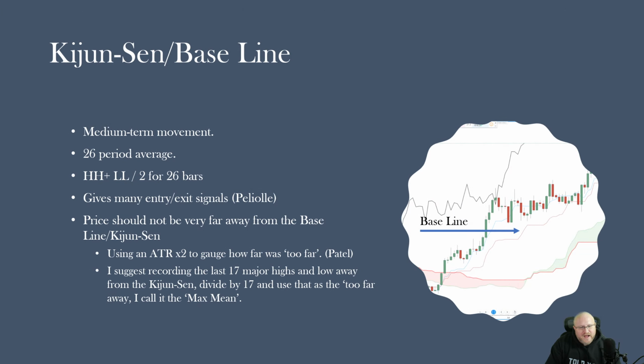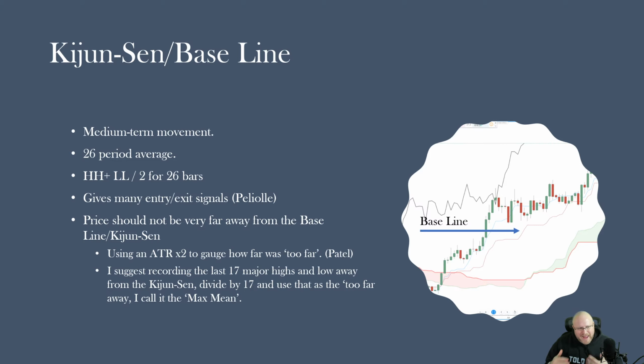The Kijun Sen. This is kind of like the bread and butter level for people who love to day trade or swing trade. It represents medium term movement, just like the conversion line. The baseline is plotted by taking the highest high and the lowest low of the last 26 candles. That's how that level is plotted. There's a lot of trading strategies in Ichimoku that have the execution planned around the Kijun Sen.